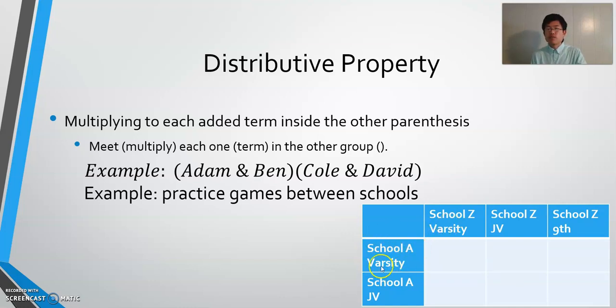Say you're on the varsity team of school A. You want to go against the other school's varsity team, the other school's JV team, and the other school's ninth grade team. I just put ninth grade because it doesn't have to be 2 by 2. It could be 2 by 3, 2 teams, 3 teams. They might have 3 teams. It could be 4 teams, I don't know. The JV team also can go against the varsity, the JV, and the ninth grade.